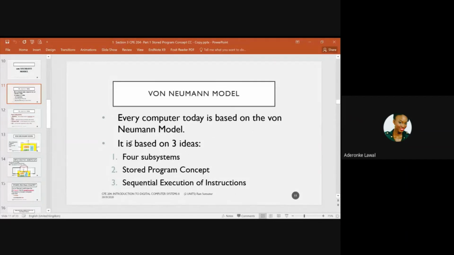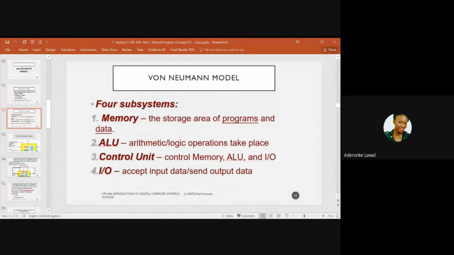The von Neumann model is based on 3 major ideas: every computer has 4 subsystems, every computer runs what is called the stored program concept, which I explained in the last class, and in every computer there is sequential execution of instructions. If you think about this, it's really, really simple. We'll take the first idea first, which is the 4 subsystems.